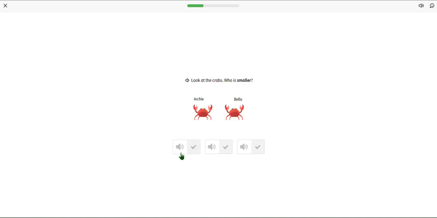Look at the crabs. Who is smaller? Archie is smaller than Bella. Bella is smaller than Archie. Archie and Bella are the same size. They look like they are the same size to me.